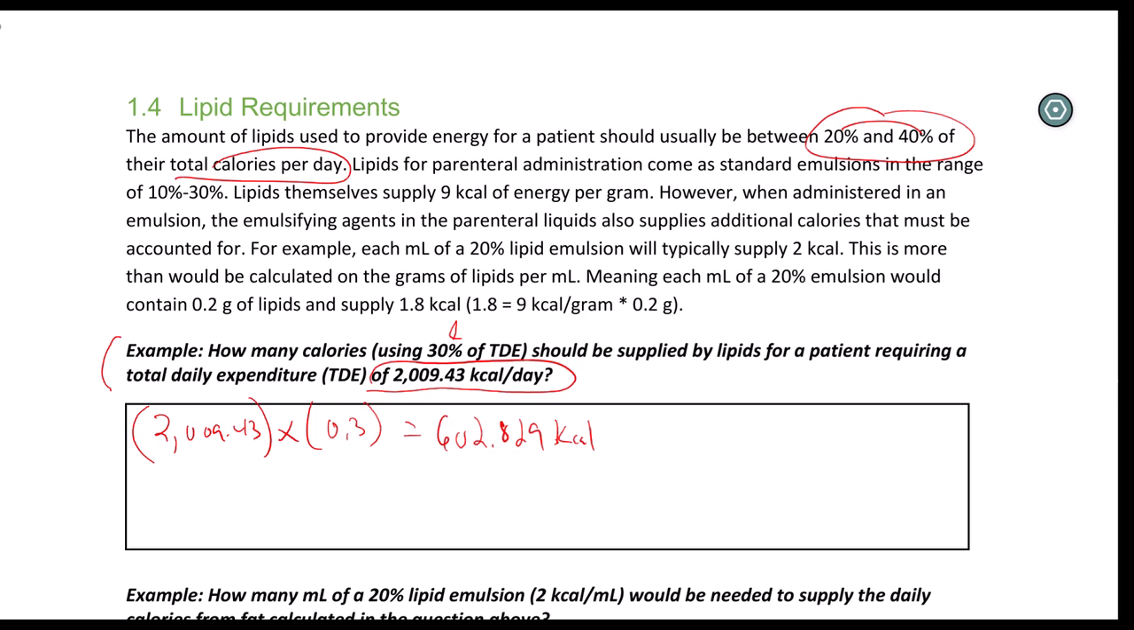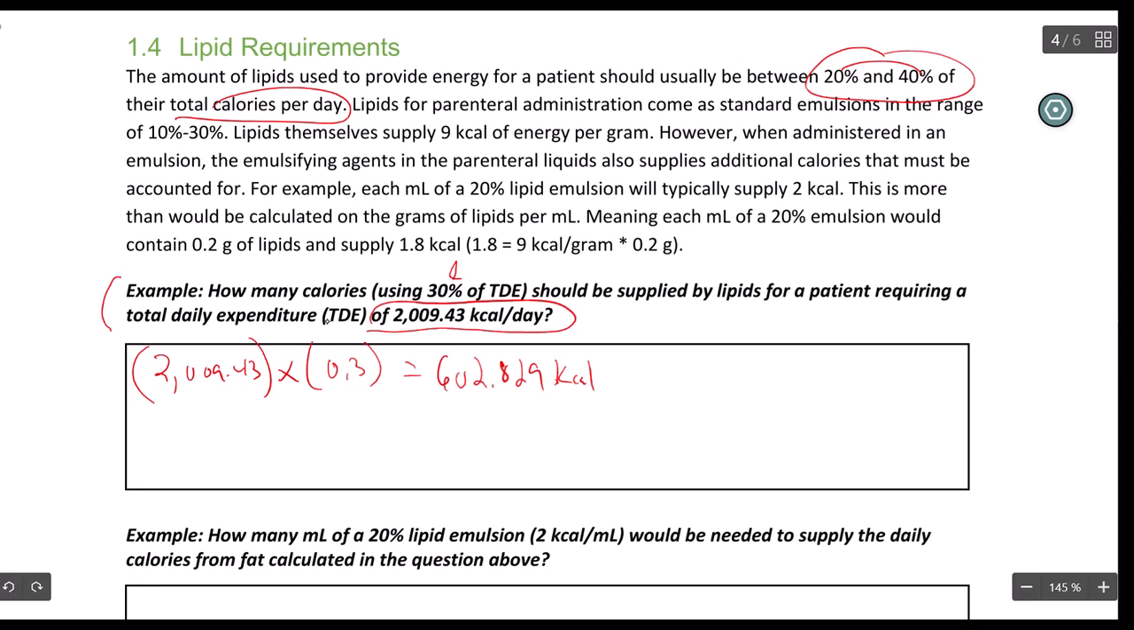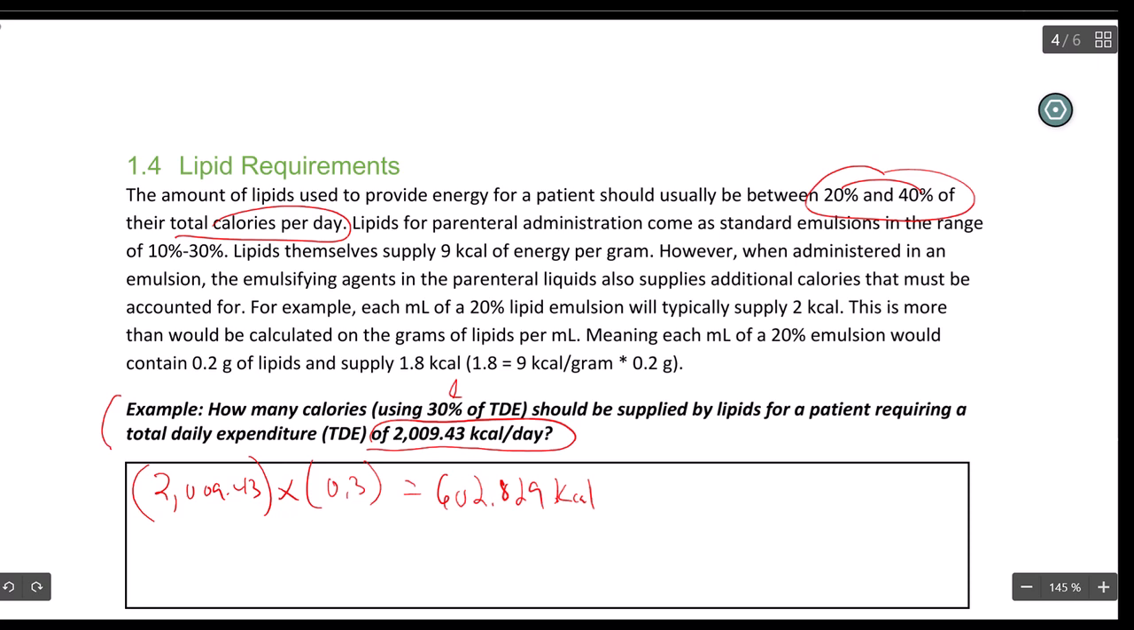Now, the second question says, how many mLs of a 20% lipid emulsion would be needed to supply that daily amount? So here's the thing with lipids, something you have to memorize. For protein, when we did amino acids, it's 4 kilocalories per gram. For lipids, if you take it orally, it's 9 kilocalories per gram. So if you see something that's orally taken, lipids are 9 kilocalories per gram. But when we're given IV, you look at the percent concentration of the IV solution, and it'll tell you how many kilocalories per ml.